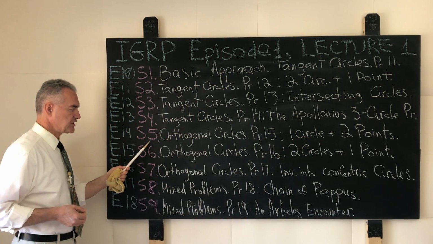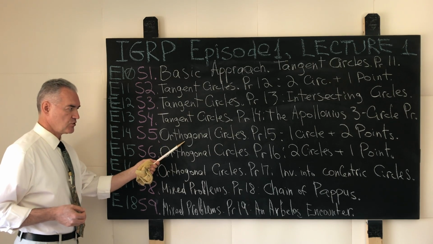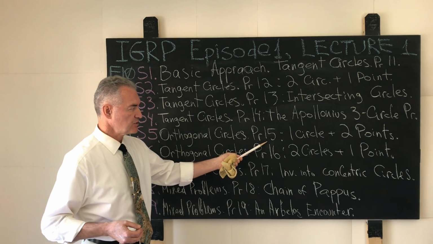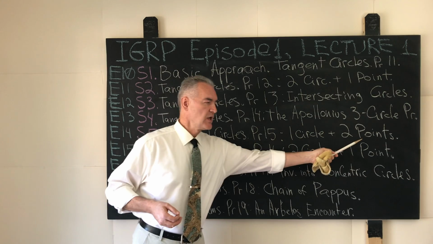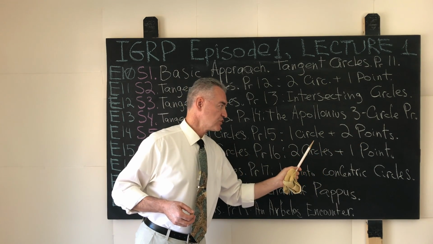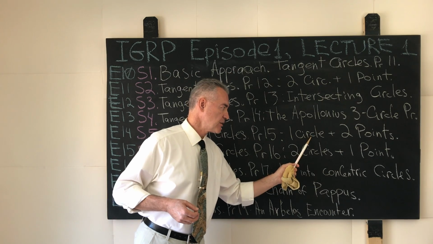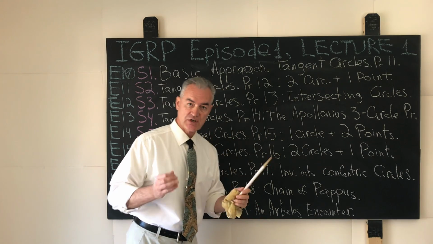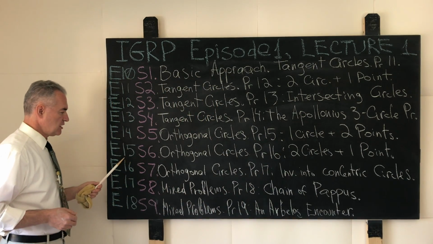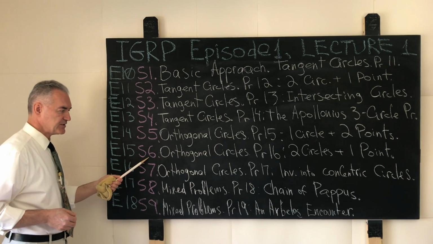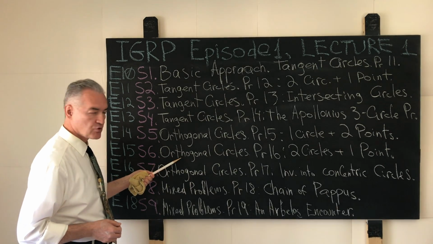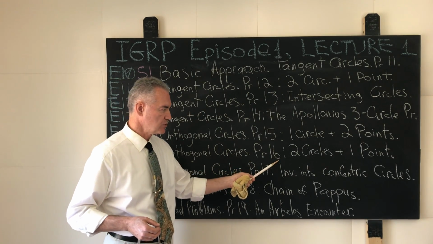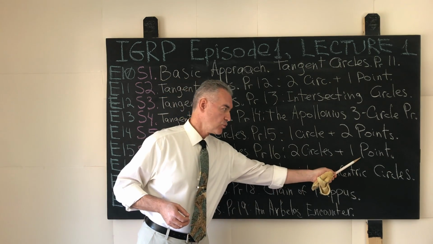In episode 14, seminar 5, we will take on the study of the so-called orthogonal circles. We will solve problem 15 in that episode, and that problem will deal with 1 circle and 2 points. For your reference, when I say something plus something, it means that the combination of these mathematical objects provides a certain constraint within that problem. In episode 15, seminar 6, we will study the orthogonal circles further. We will solve problem 16 in that seminar, but that problem will deal with 2 circles and 1 point.